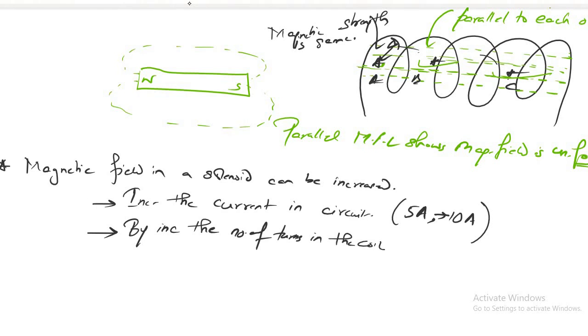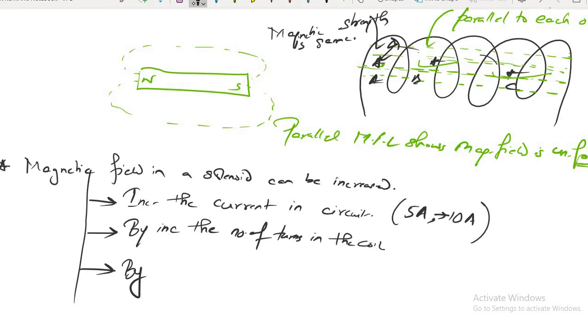Alright, that's good, Shomallo. Next, see here. Very important point. This is point number 3, and it is also very much important. What is the next way by which we can improve the magnetic field? Tell me. Sir, by changing the type of material.